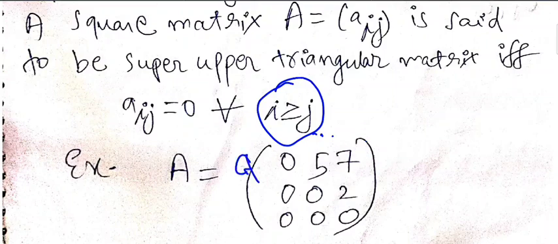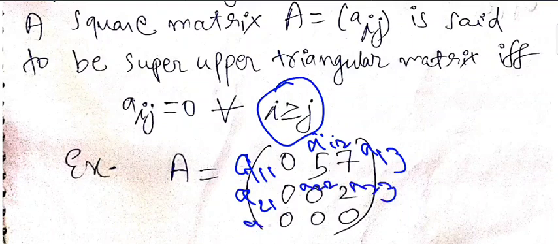Suppose this is your A11, this is your A12, this is your A13. Then this is your A21, this is your A22, this is your A23. This is your A31, this is your A32, and this is your A33.